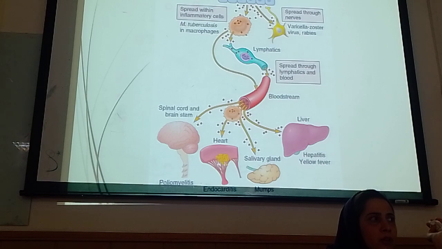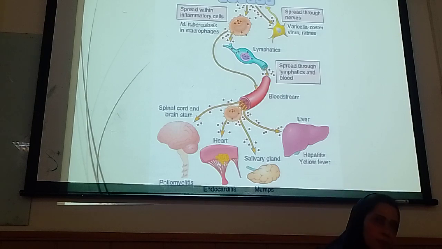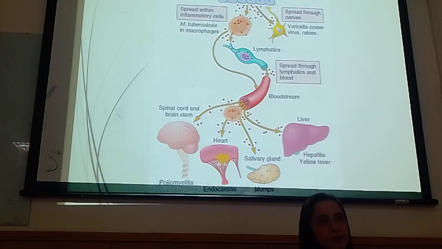Can you describe this, explain this picture for me, one of you? Just for you to participate. First of all, the infections go to the epithelial lining. Yes, exactly. Then different routes, by respiratory, GI. Okay.